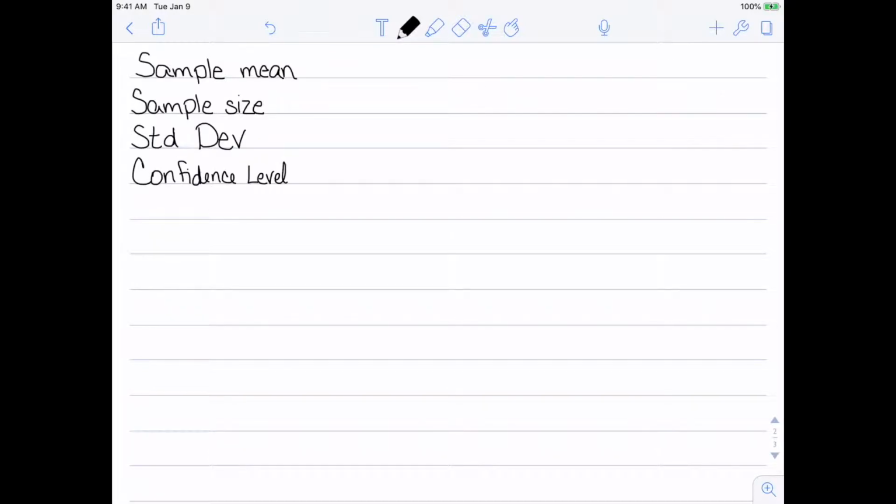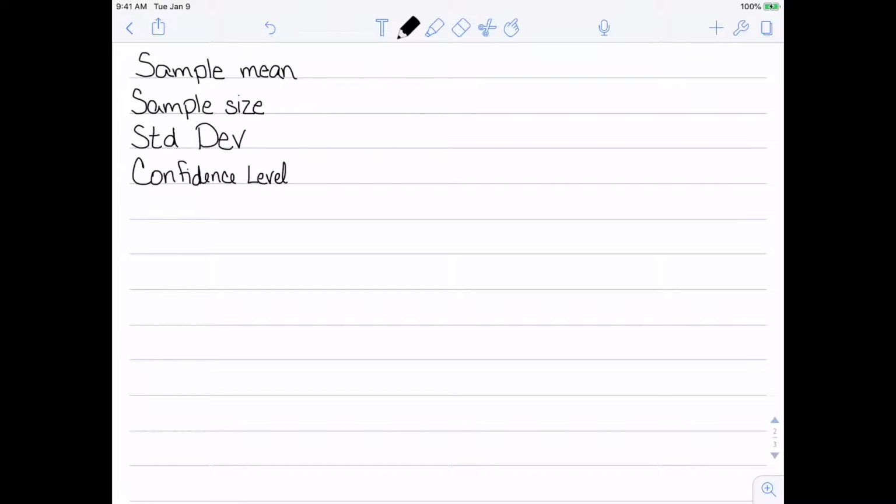In order to calculate one of these, we need to know a couple of pieces of information. The first thing we're going to need to know is the sample mean. In reality, we need to just know a sample statistic. It could be the proportion or the mean or lots of other things. But for now, we're going to restrict our focus to confidence intervals around a mean. So we need the sample mean. We're also going to need to know the sample size. When considering the sample mean, we're also going to need the standard deviation. And finally, we're going to need to know the confidence level.